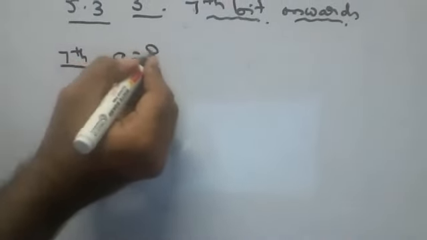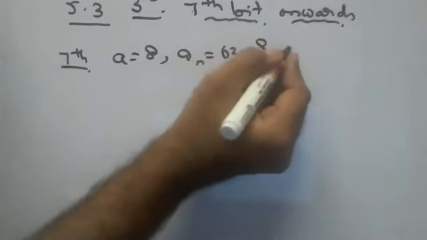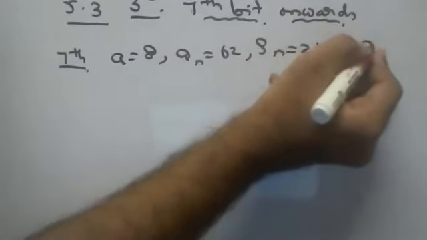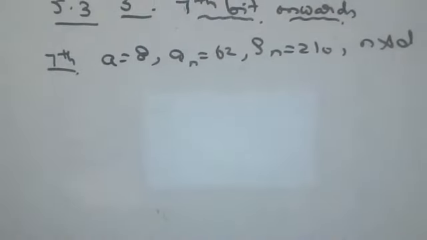A is given as 8. An is given as 62. Sn is given as 210. He's asking you to find out N and D. Okay, N, and he is asking you to find out the common difference.